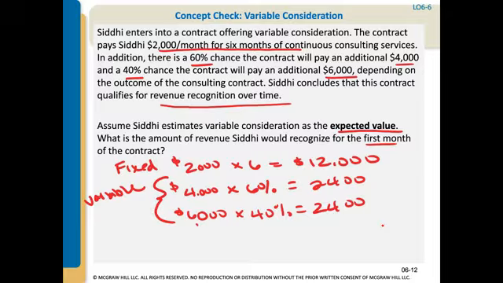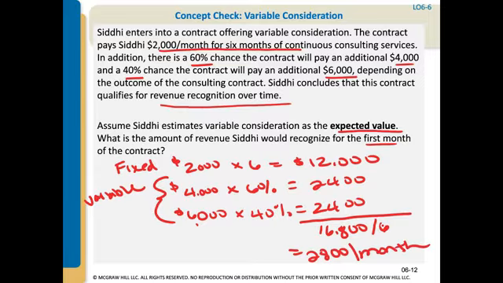And so what I'm going to do is take all those totals and sum them up, and I get $16,800. That is going to be my total anticipated value of this contract, but that's for 6 months. So I'm going to divide that by 6 months. So the amount of revenue that CD would recognize for the first month is going to be $2,800 per month. That's using the expected value.